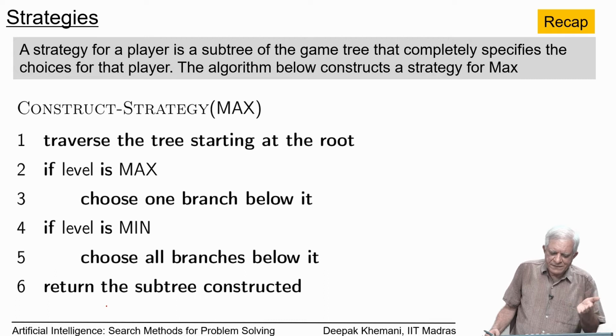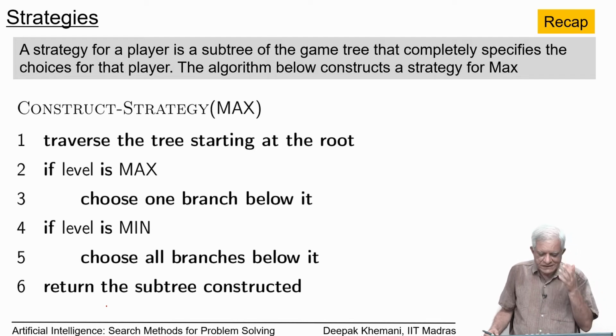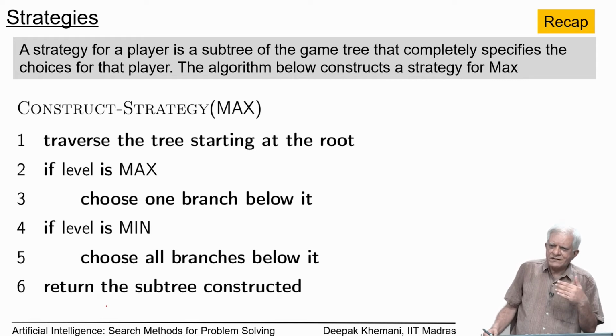If the level is max, choose one branch below it, because we are freezing the choices for max. But if the level is min, then you must choose all branches. That is because we do not know what min is going to play. So, max's strategy must take into account all possible min moves, essentially. Later on, when we look at this notion of goal trees and OR trees, we can see that at the max level you have to choose only one, but at the min level you have to choose all, essentially.